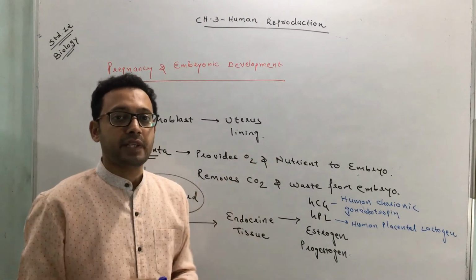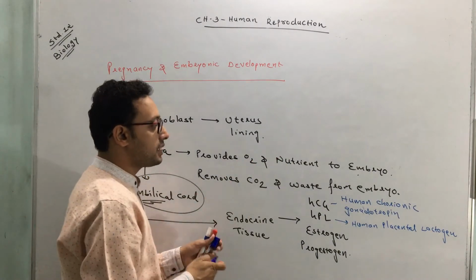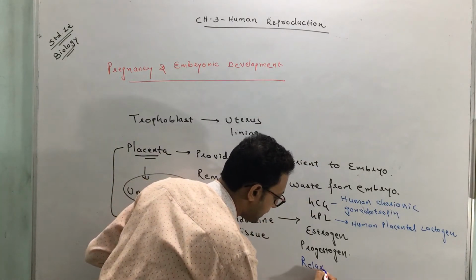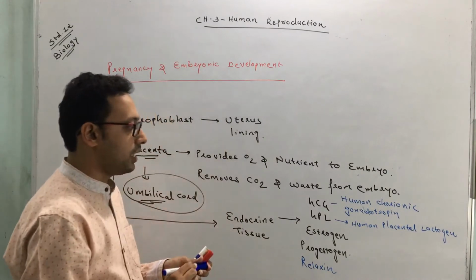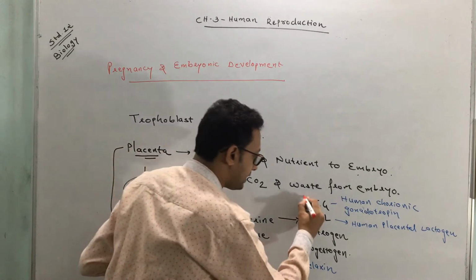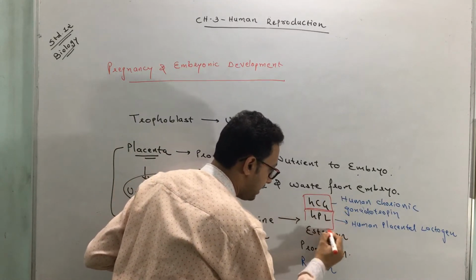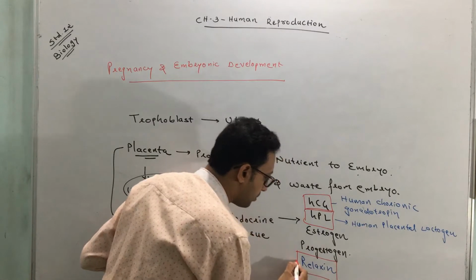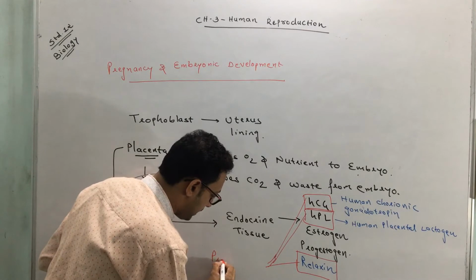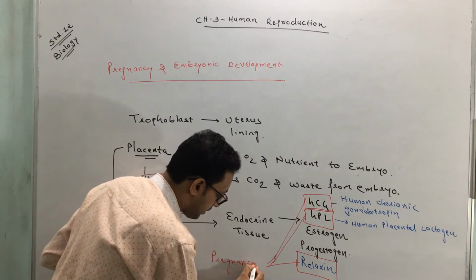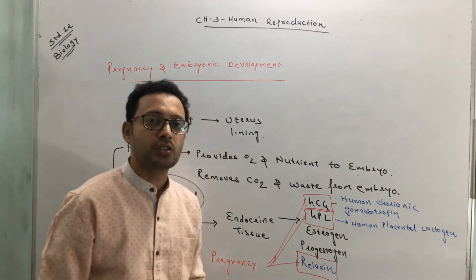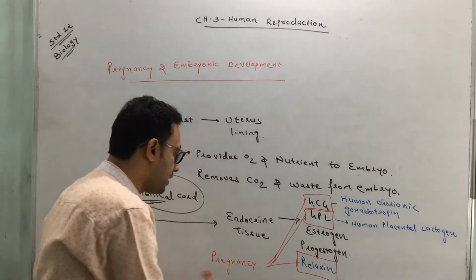During the late period of pregnancy, one more hormone is released from the ovary, and the name of this hormone is relaxin. Remember, these are the hormones I am underlining: HCG, HPL and relaxin. These three hormones are only released during a condition called pregnancy.